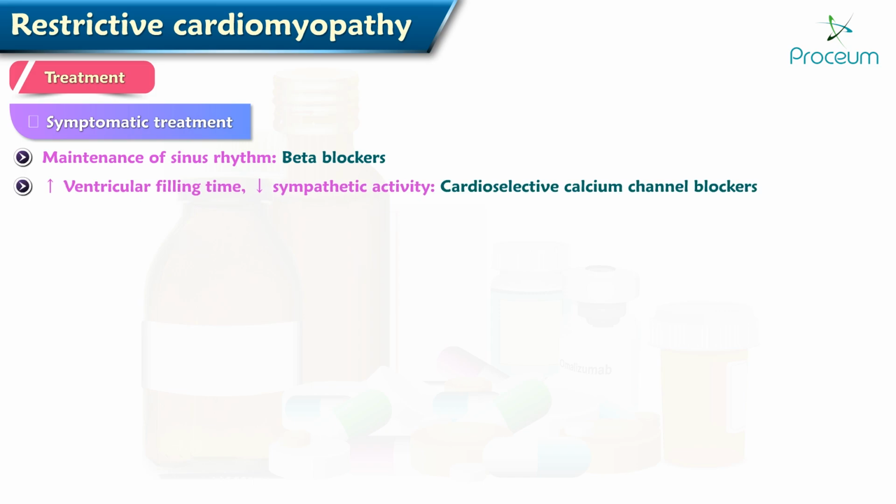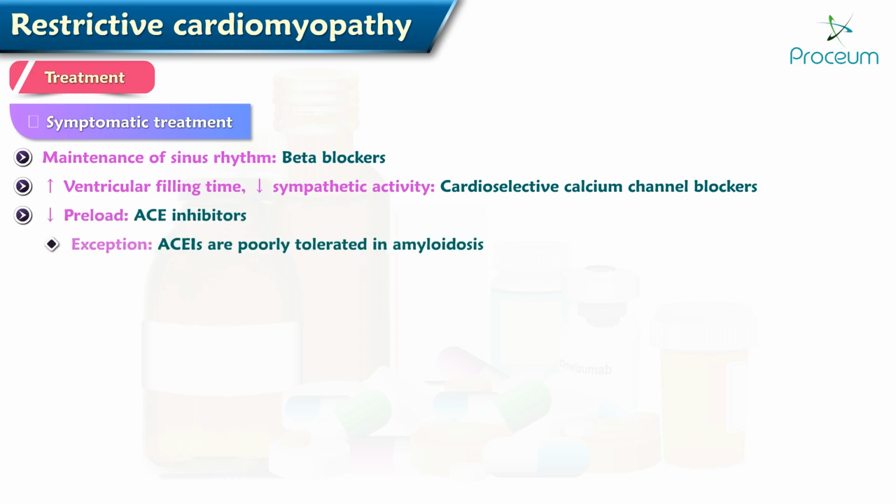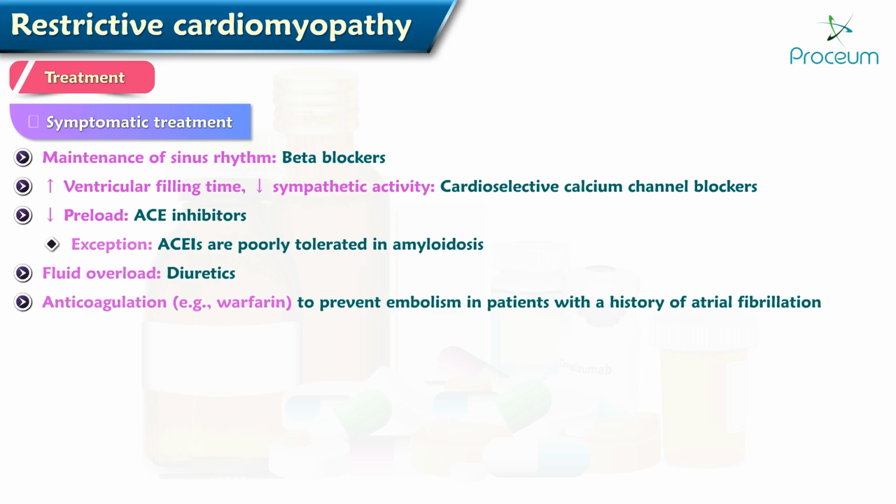decreasing the sympathetic activity with cardioselective calcium channel blockers, decreasing the preload using ACE inhibitors, with the exception of poorly tolerated ACE inhibitors in patients with amyloidosis, and for fluid overload using diuretics. Anticoagulation to prevent embolism in patients with a history of atrial fibrillation should be pursued. Heart transplantation in patients with refractory symptoms is the last option available.